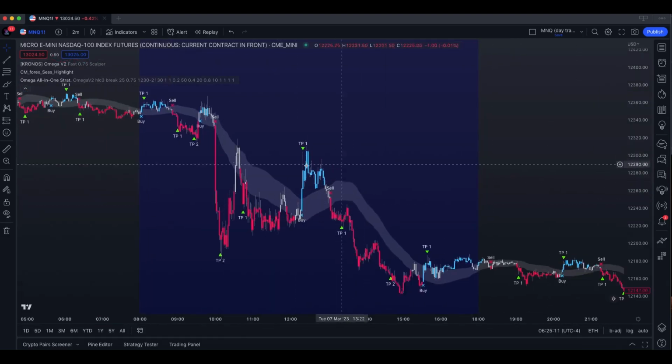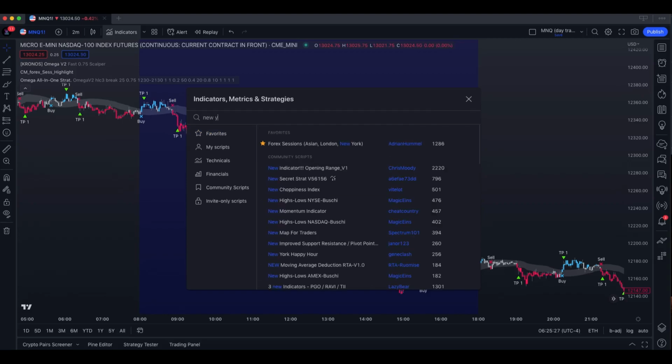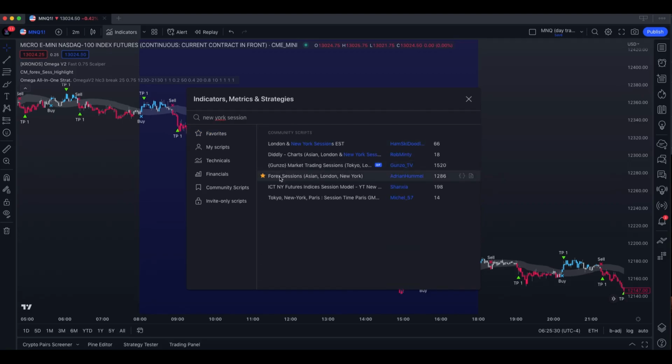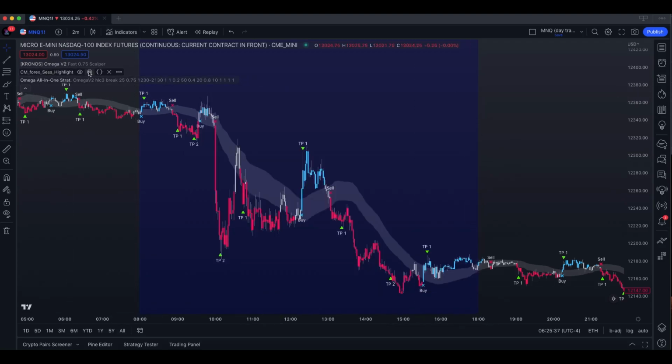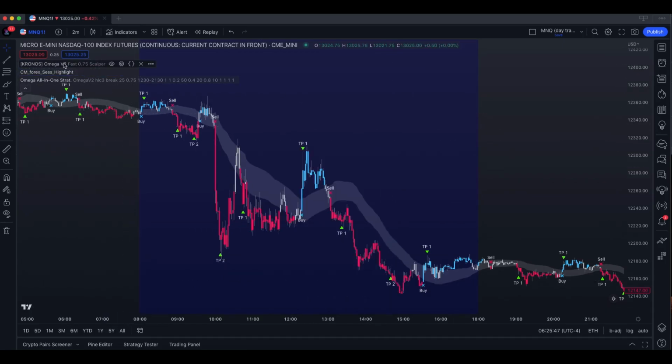So essentially for this strategy, what you're going to need on your chart is two indicators. You want to highlight basically the New York session, and you'll want to select this indicator Forex session by Adrian Hummel. And you go into the settings and essentially just tick off all the boxes, but leave this one on. All right. And then also you want to have on your chart the Omega V2 by Kronos Trading.